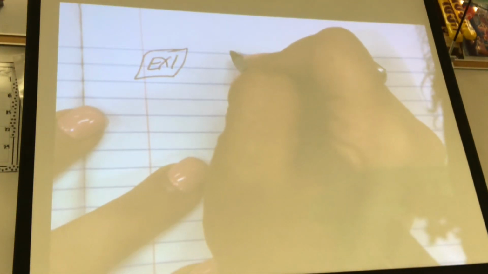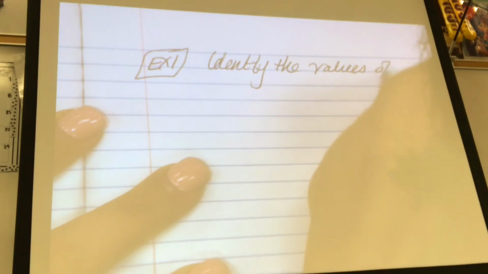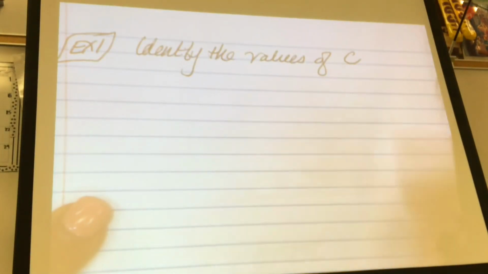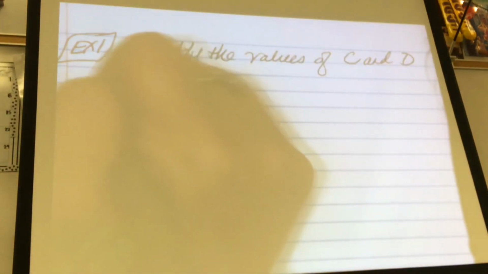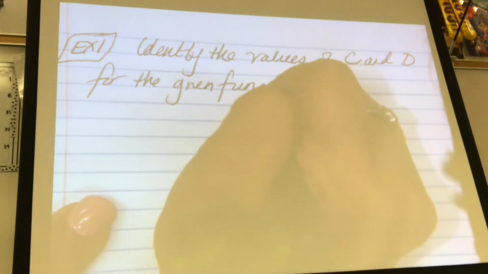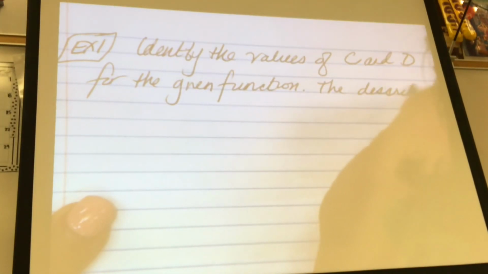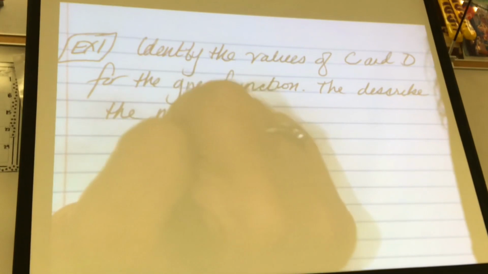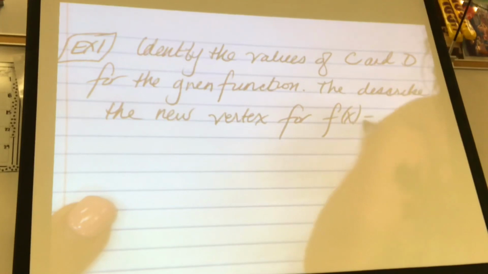I'm going to say, identify the values of C and D for the given function. Then describe the new vertex for f of x equals x squared.